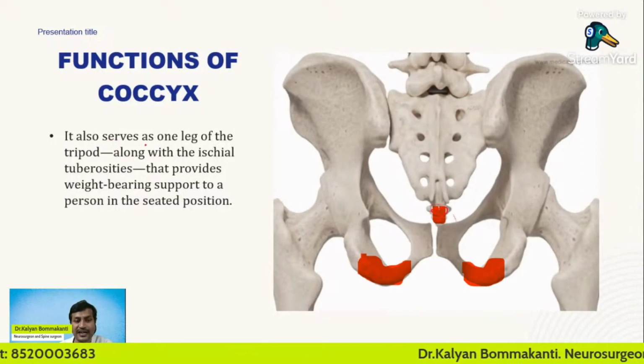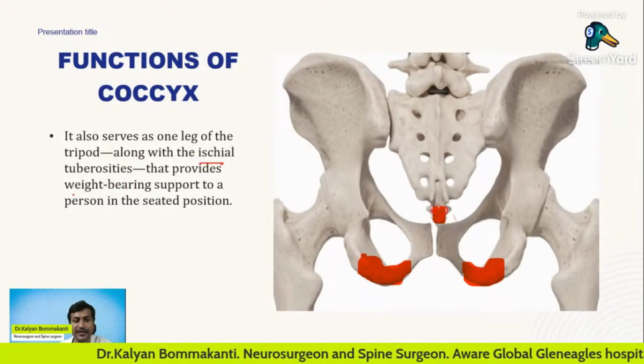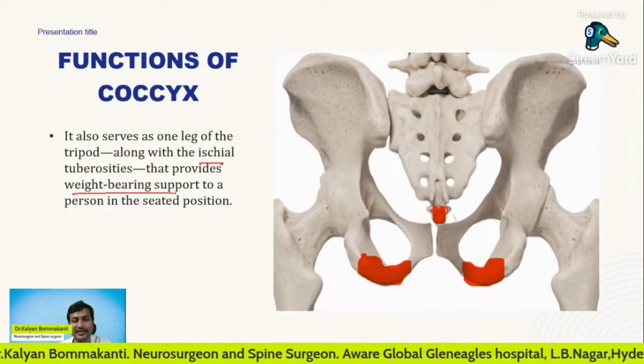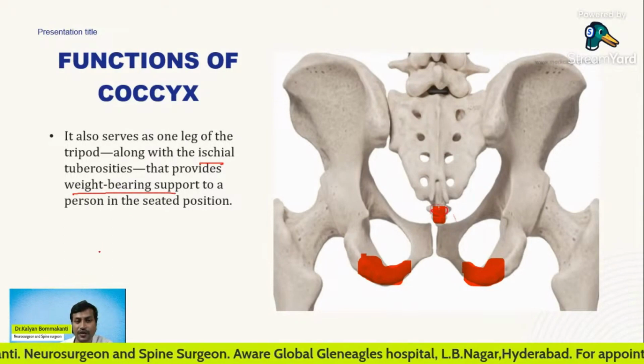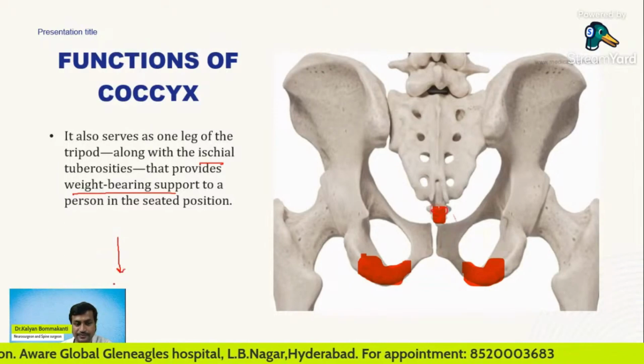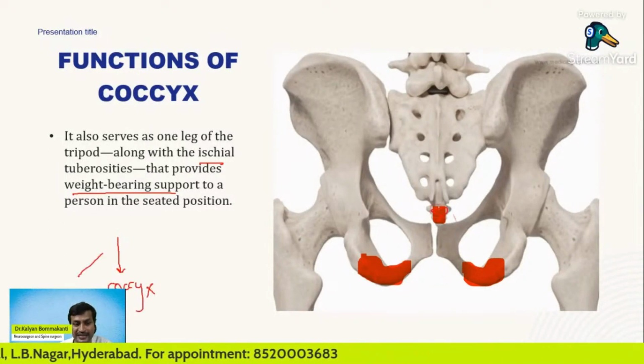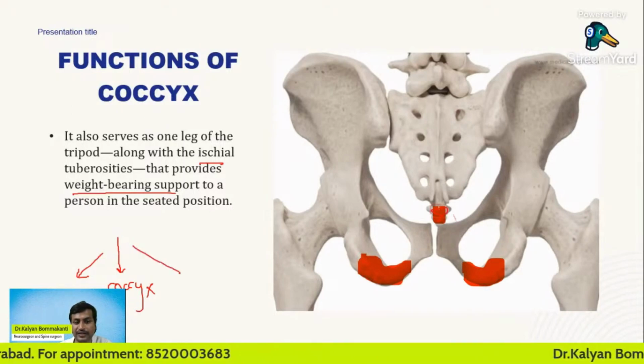Coccyx serves as one leg of the tripod, along with the ischial tuberosities, that provides weight-bearing support to a person in the seated position. So what are the three components of the tripod? In the center, we have the coccyx, and on either side, we have the ischial tuberosities.